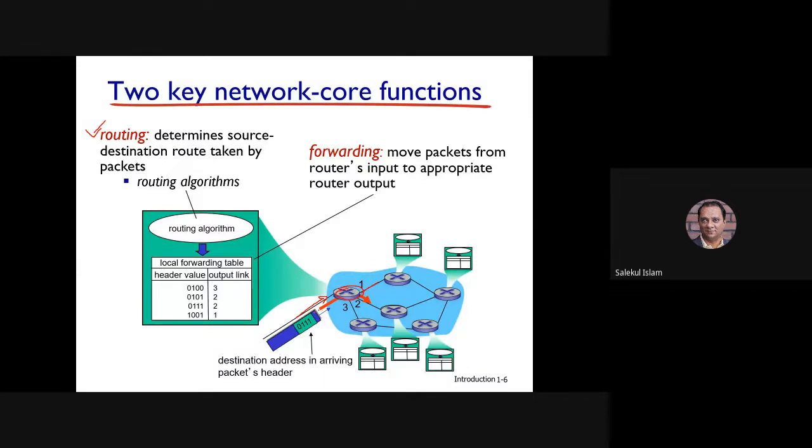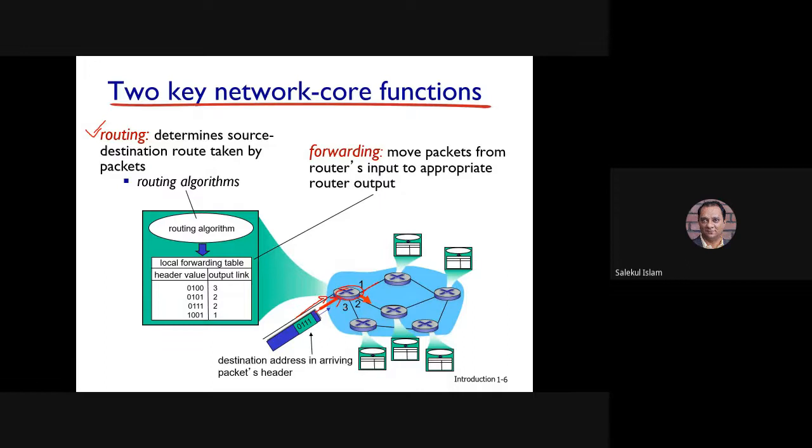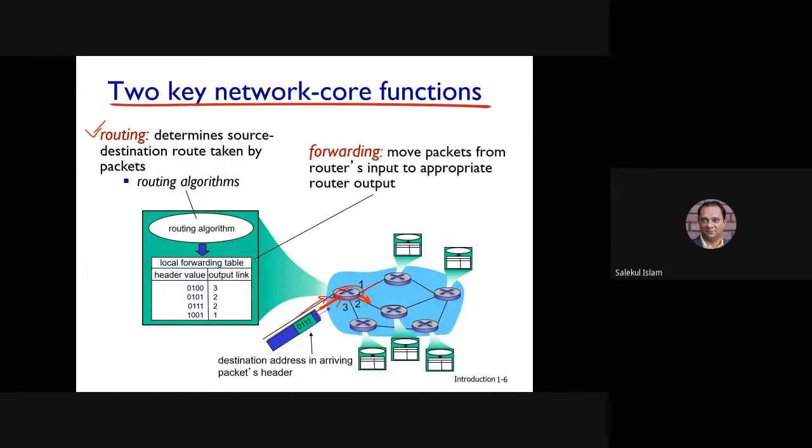So here, this is the incoming path. This router will now decide which path to take, because it has 3 options: 1, 2, and 3. Among these 3 options, which route or which path will it take? That's the decision, and that is known as the routing algorithm.